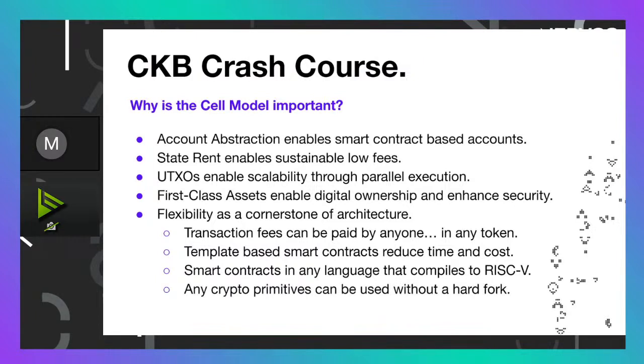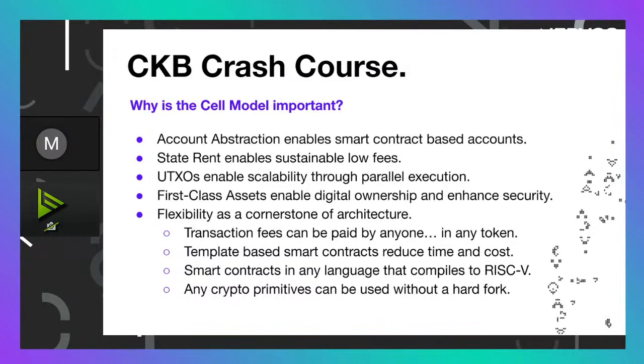An example of why this is important is that any crypto primitives can be used without a hard fork. Now, I mentioned this a few times earlier. This is a really important one because most of the other chains out there don't support all the encryptions that are available. And there are two main scenarios where this is really important. Number one, you're trying to do interoperability between two blockchains, but they don't support the same primitives. It's like they don't speak the same languages. So all of a sudden, you're faced with a really big hurdle that's very difficult to overcome.